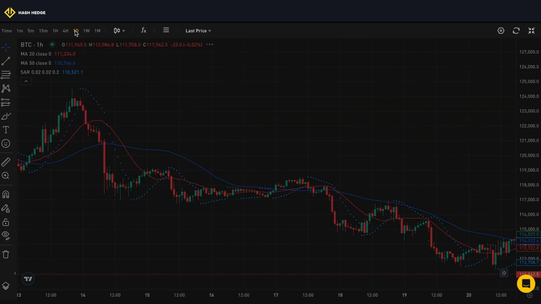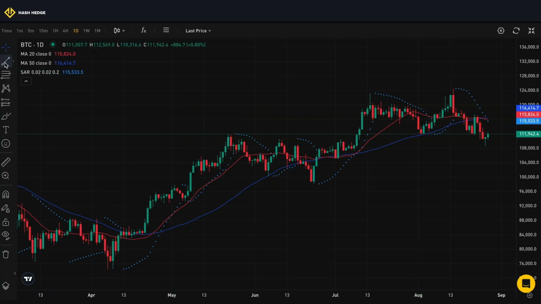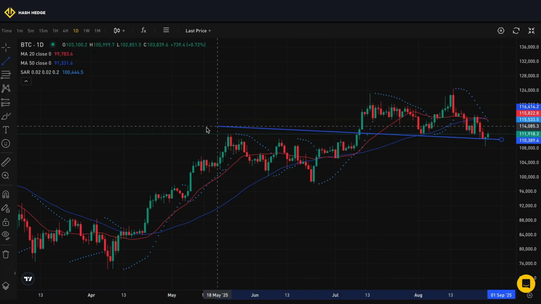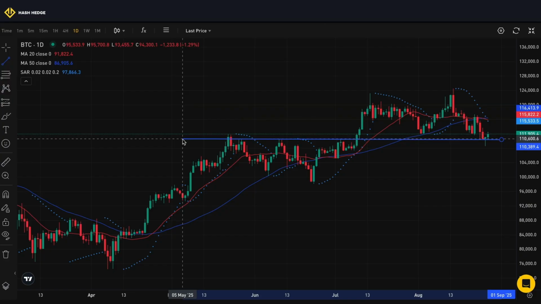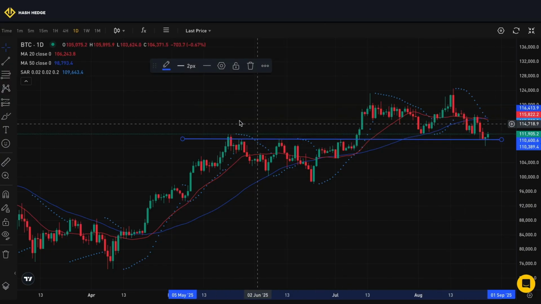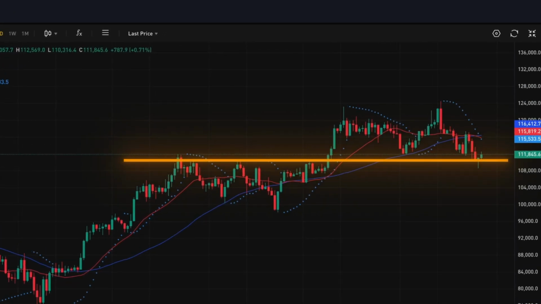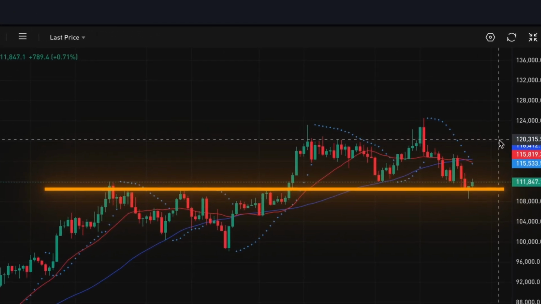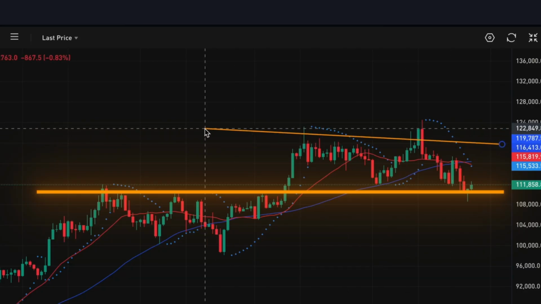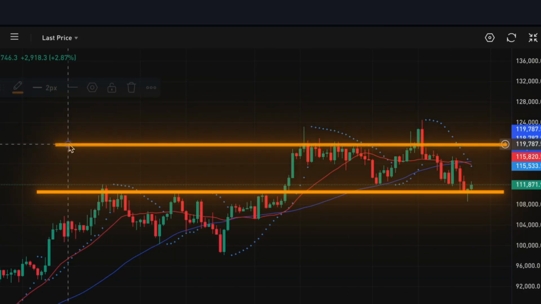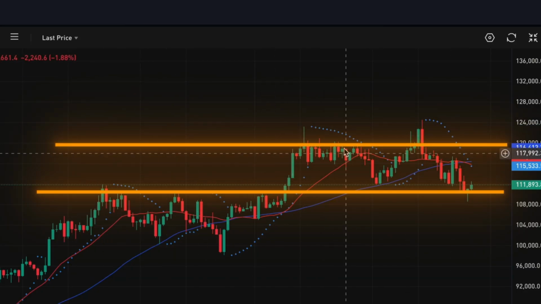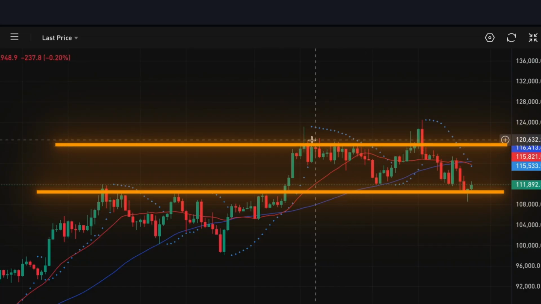To do this, we can go to a higher time frame and mark key support and resistance levels with lines of a different color. Here we have a level that acted as resistance before, and here it acted as support. Let's label them in orange. And here we have a level which acted as a local resistance for a long time. You see, the chart has often bounced in the opposite direction from it in the past.